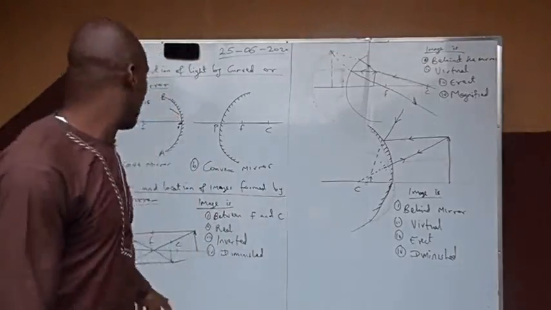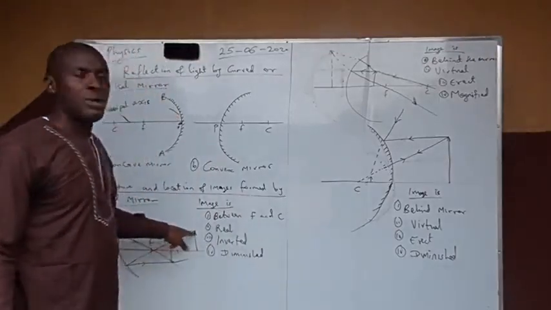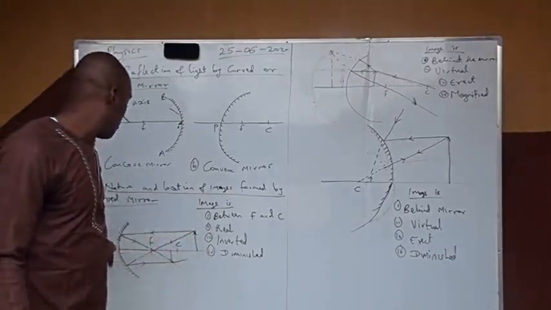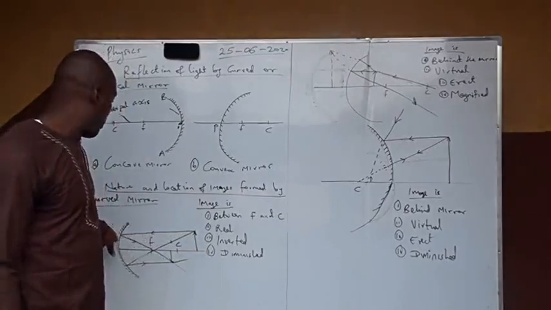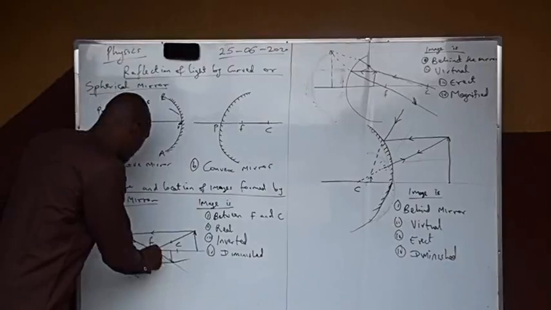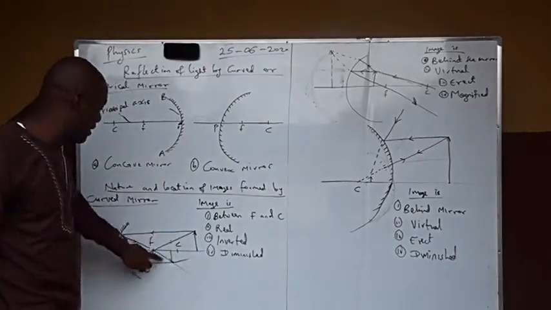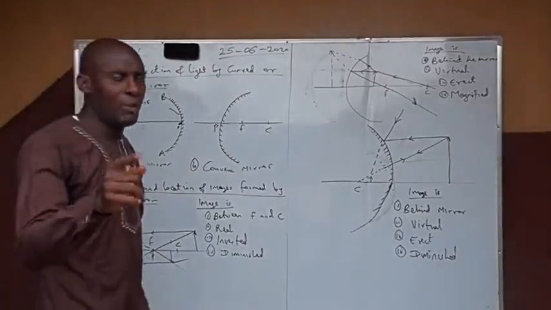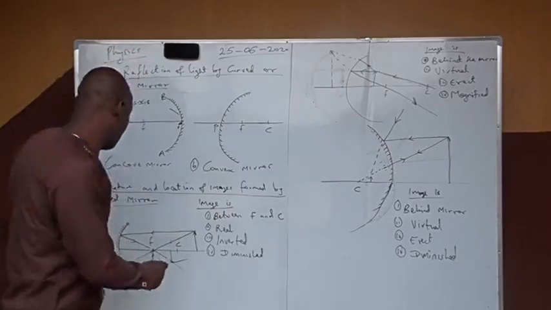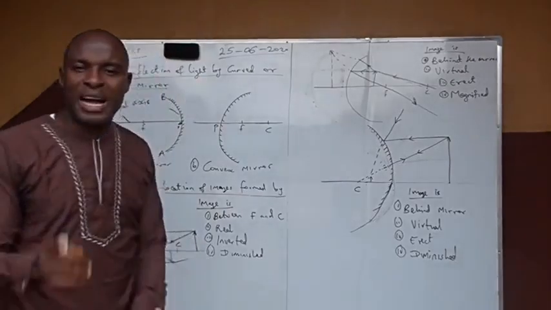And look at how the image is formed. Remember my definition? I told you that any ray that is parallel to the principal axis must pass through the principal focus after reflection. You can see it now. This ray is parallel to this principal axis, and after reflection, it passes through the principal focus. Otherwise, any ray that passes through the principal focus, after reflection, must go back parallel to the principal axis.